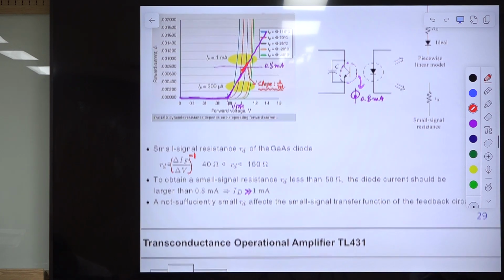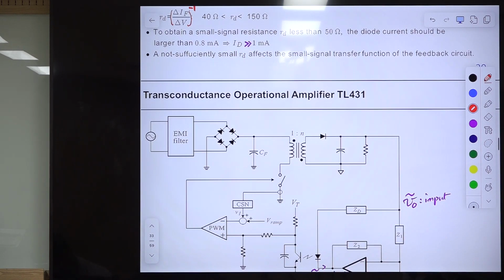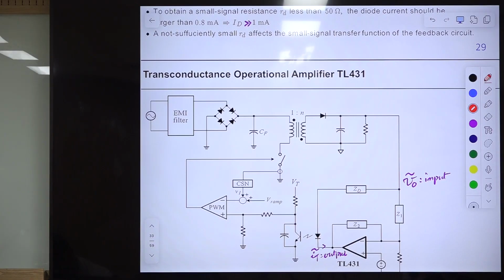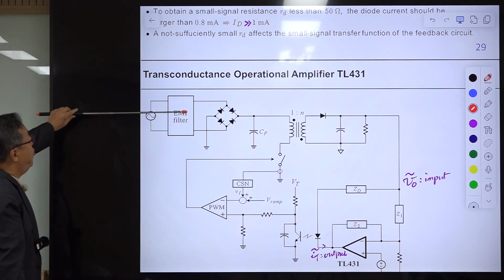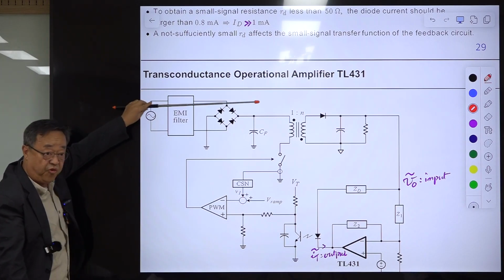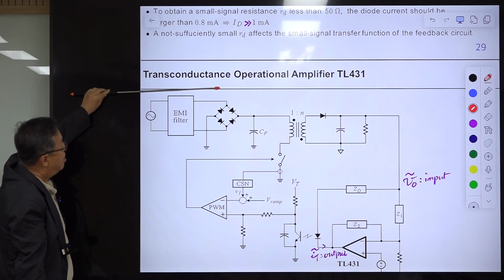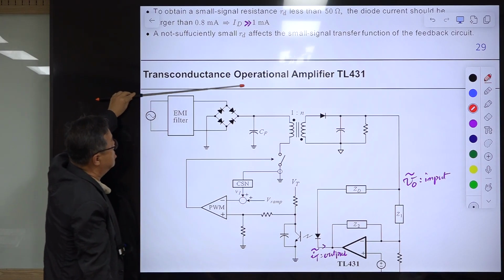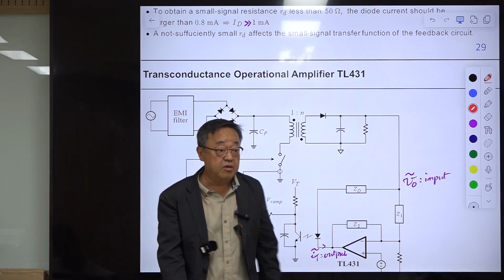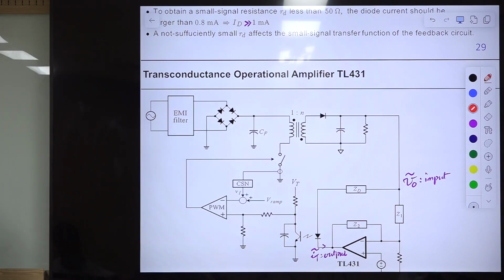Right, so this is about the optocoupler, and the next one is this transconductance operational amplifier, TL431, okay? What is a transconductance amplifier? Why do we call it a transconductance operational amplifier? I'll explain that here, okay?